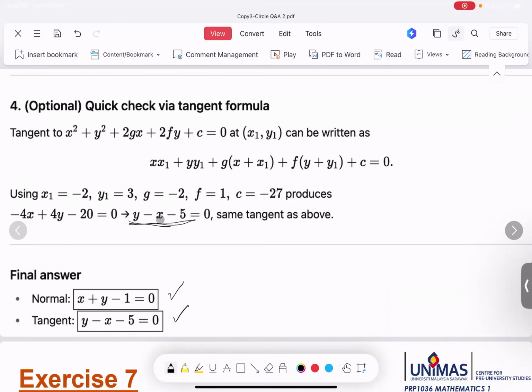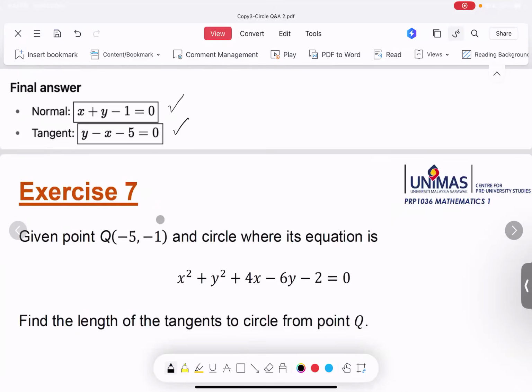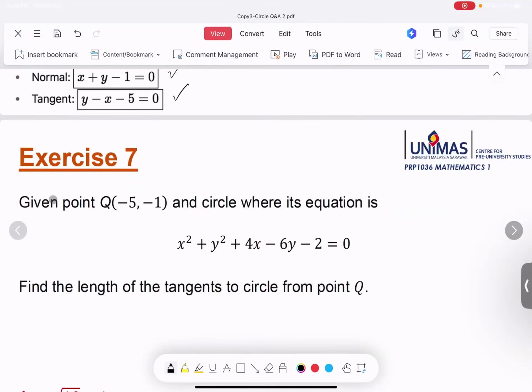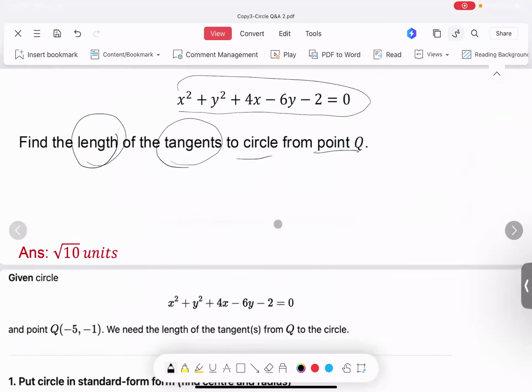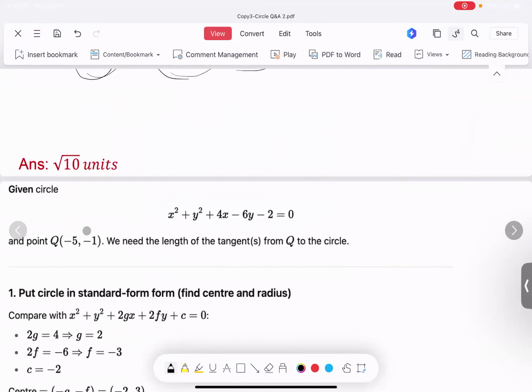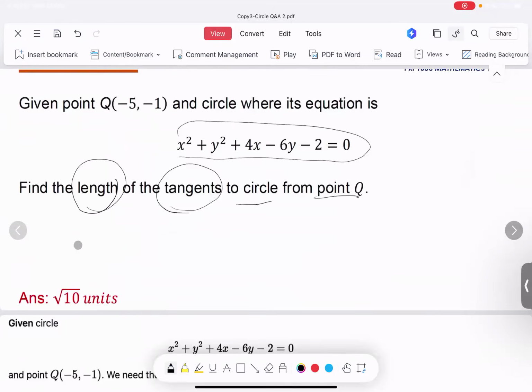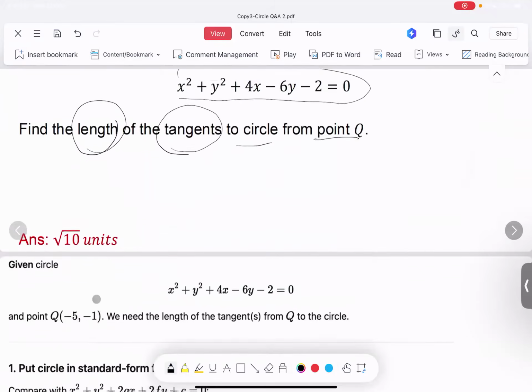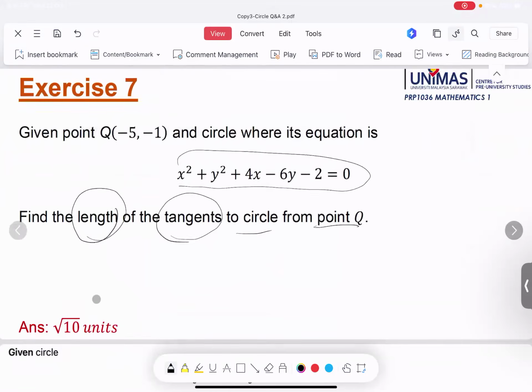Okay, good. We continue with question 7. Given point Q is (-5, -1), and the equation of the circle is like this. Find the length of the tangent to the circle from point Q. First, you write down this equation, and then you have the point given by the question, (-5, -1).